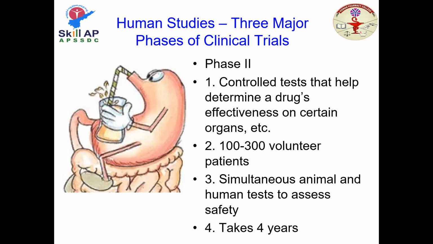So phase 2 is about drug effectiveness, whether the drug is effective or not, and the dose, what dose we have to give for humans. The number of people involved here is 100 to 300 volunteer patients.